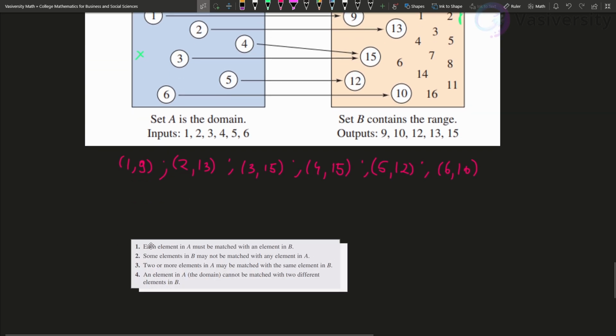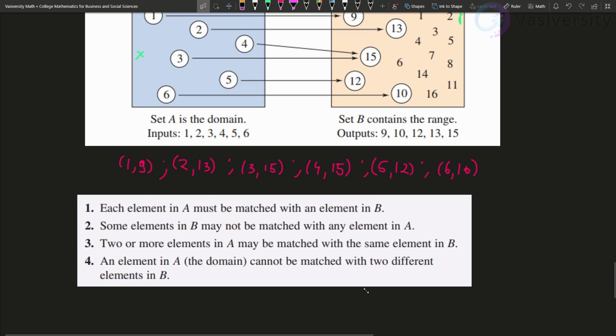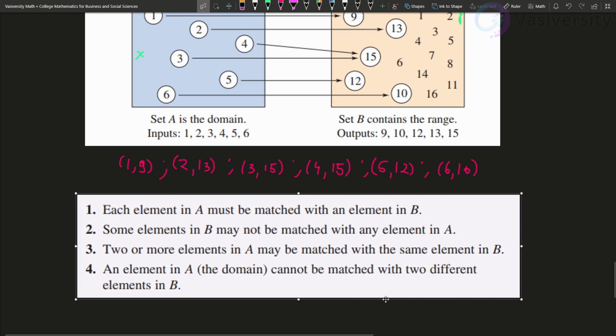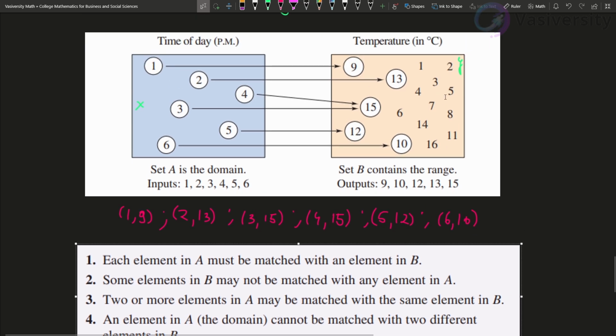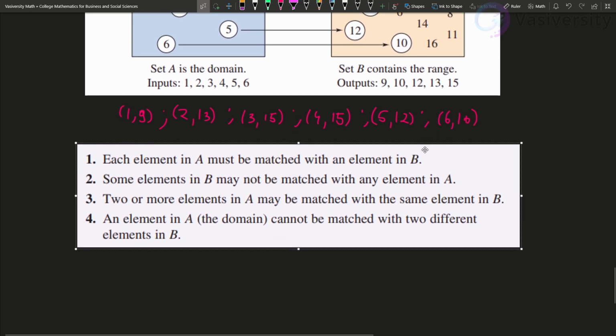So each element of A must be matched with an element in B, right? Some elements in B may not be matched with any element in A, which we had here, some of the temperatures. Two or more elements in A may be matched with the same element in B, but an element in A, in the domain, cannot be matched with 2 different elements in B.